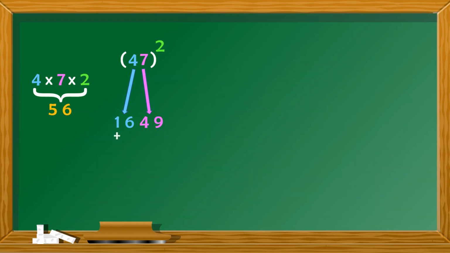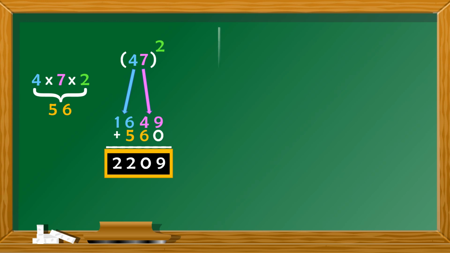Now you have to add 56 to 1649, but you have to keep in mind that while adding 56 you should leave the units place blank as shown. For the sake of simplicity we can also write 56 as 560. Now add 560 to 1649, you will get 2209, which is the square of 47. Wow, isn't it great? We have squared a number in seconds.